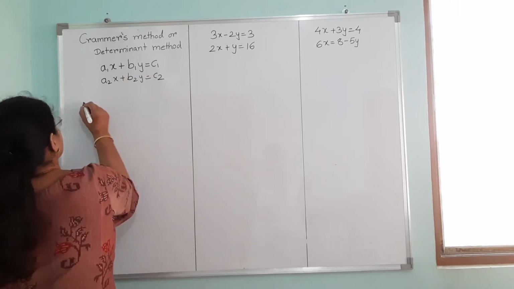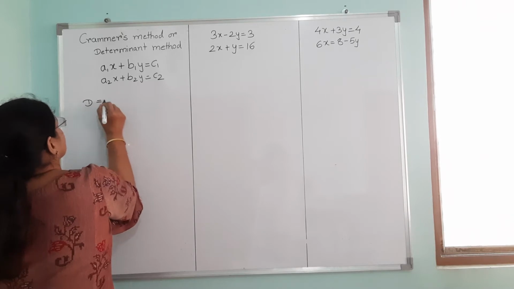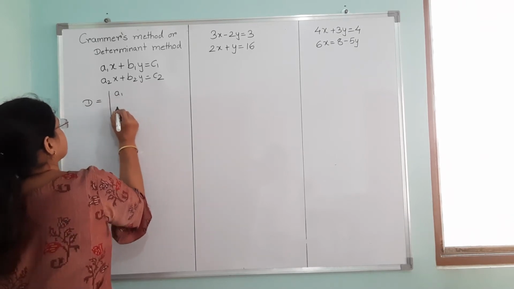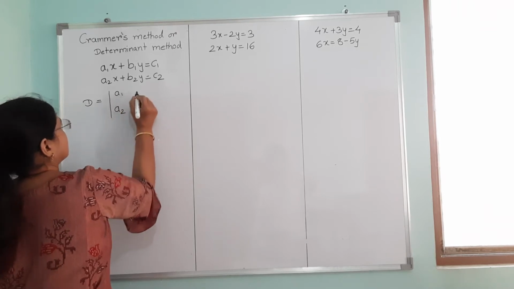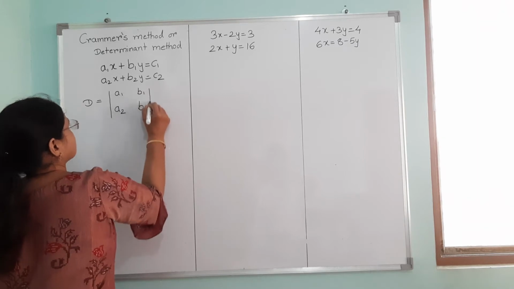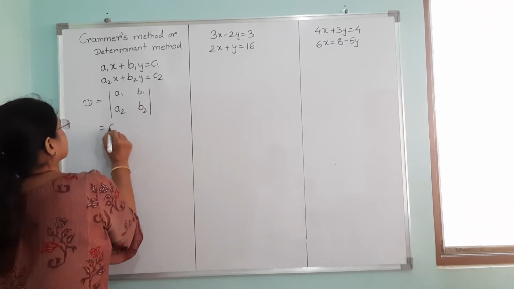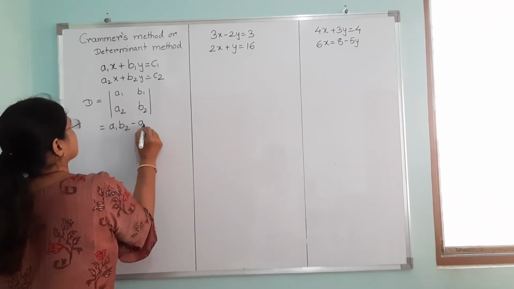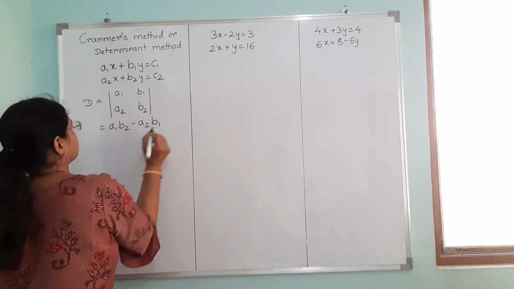First we have to make a determinant. In this determinant, one column is the coefficient of x, another column is the coefficient of y. We have to solve them. That is a1 into b2 minus a2 into b1.